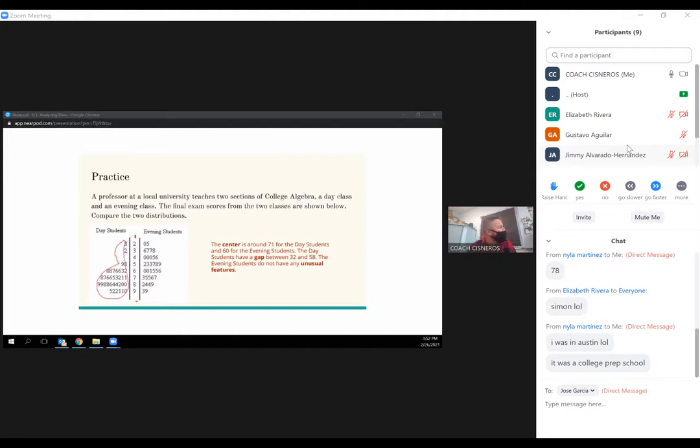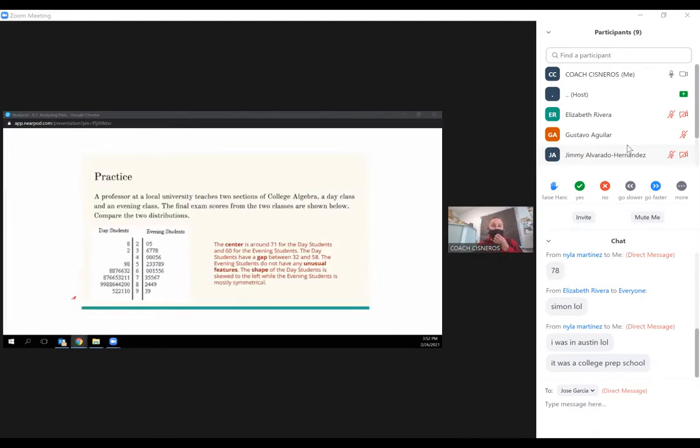You're going to look at it in this direction right here. Isn't that skewed right, or are we looking at it from the other side? No, it's skewed left, because the low numbers have to be on this side, remember? So the tail being on this side means it's skewed to the left. That's the one I wanted to point out to you guys. That one's skewed to the left. Evening students are still symmetrical.